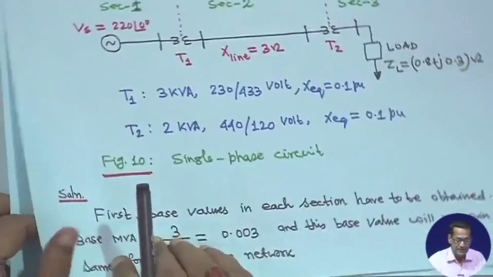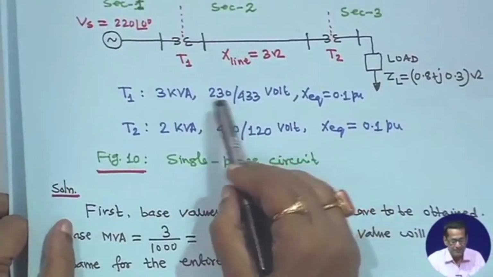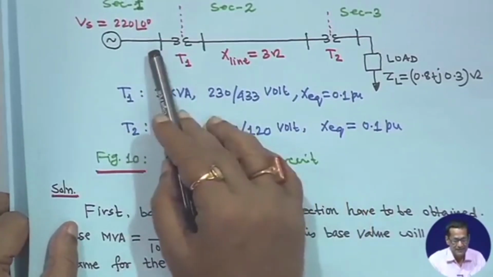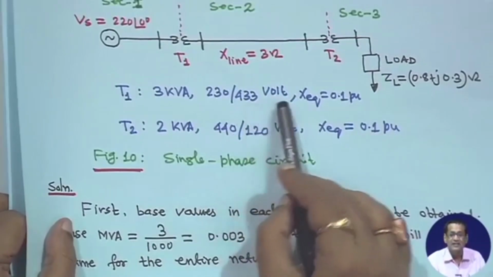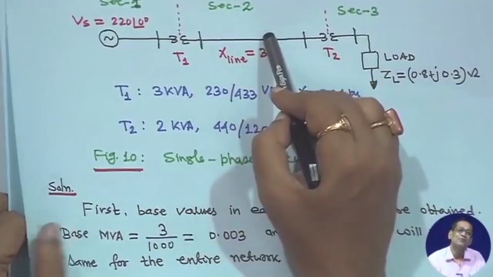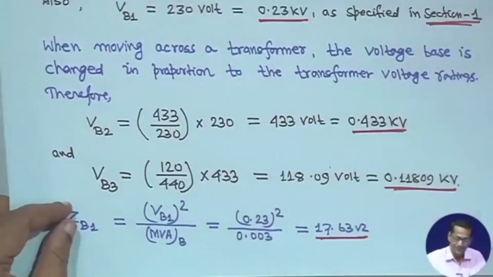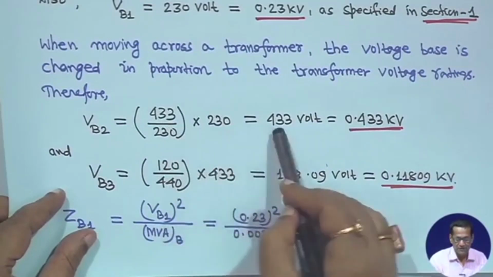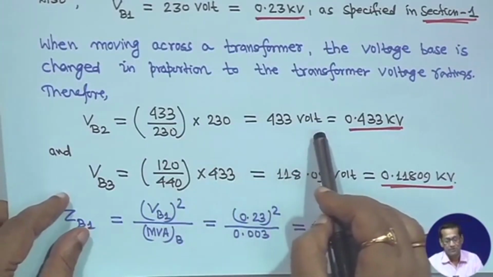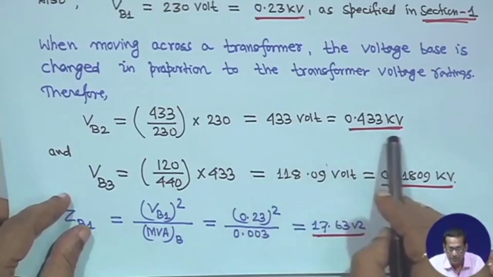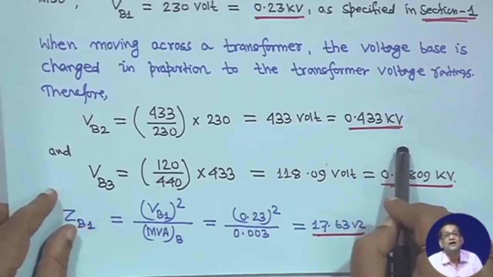If you see, this side is the base, it has been asked that your base voltage is 230 volt, that means this side. So, when the transformer is 433 volt rating, automatically this side the base voltage will be 433 volt. That is why, but you have to transform. So, it is 433 by 230 into 230, that is 433 volt. So, this is actually 0.433 kilovolt, right.